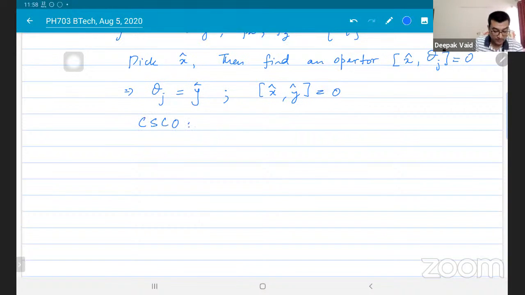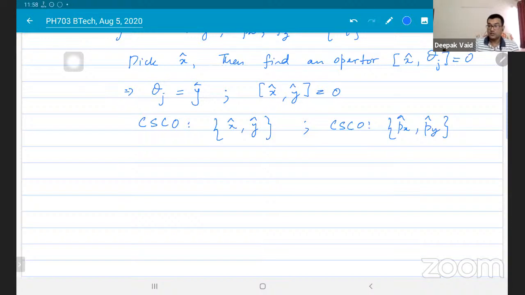Our complete set of commuting operators is what? It's x and y. This is one complete set of commuting operators. But there is another complete set of commuting operators. Which one is that? It's px and py. So we can choose either one of these sets. We choose any one complete set of commuting operators.